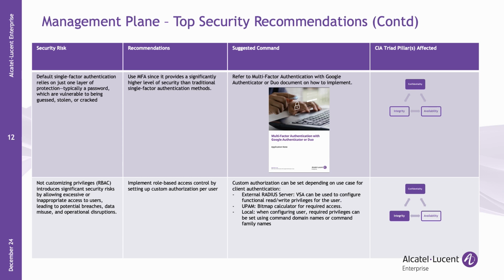Not implementing role-based access control primarily affects the confidentiality and integrity pillars of the CIA triad, with potential secondary impacts on availability. Confidentiality is affected since users can access data they shouldn't see. Integrity is affected since users can modify or delete critical data. Availability can be indirectly affected by potential disruptions from misconfigurations or attacks.